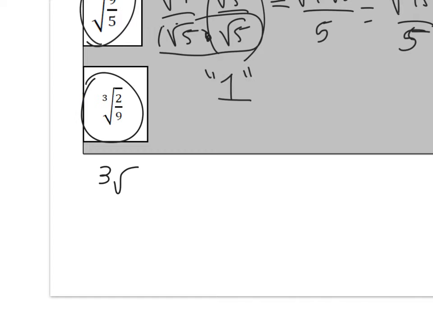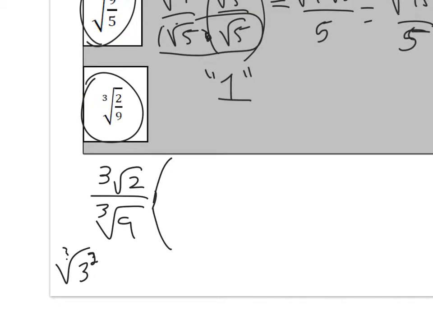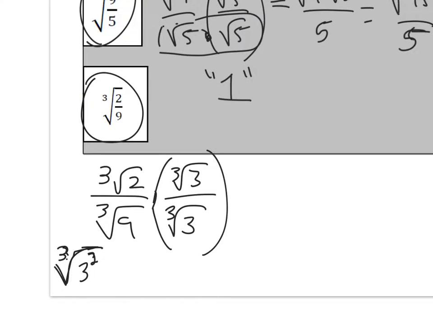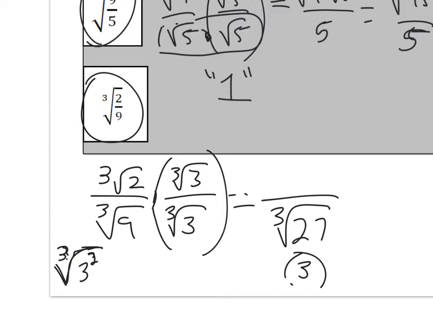Now here, the cube root of 9. I'm looking at the cube root of 2 over the cube root of 9, so I want to multiply both the top and bottom. I'm going to have to be a little clever here and realize that 9 is 3 squared. So what I want to do is multiply by the cube root of 3. Here's why I'm doing that: 9 is nothing more than 3 squared, so that's going to be the cube root of 27, which is just going to be 3.